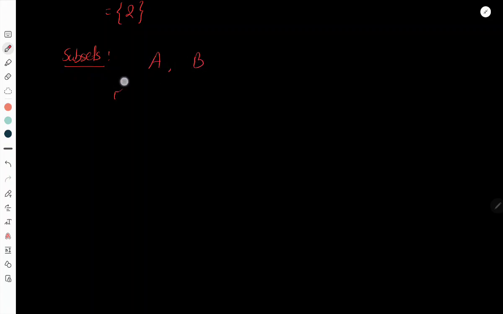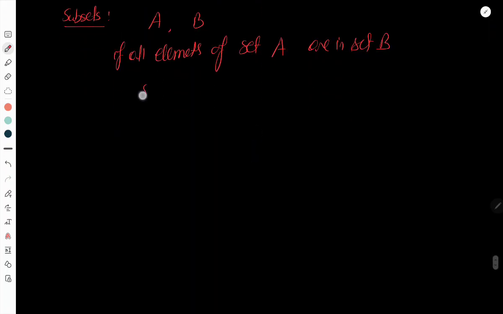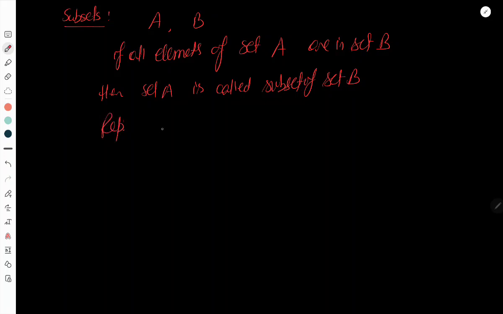Okay now, if all elements of set A are in set B, then set A is called a subset of set B. It is represented by A is a subset of B.